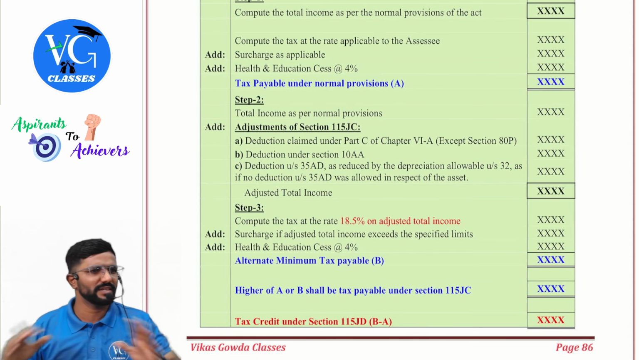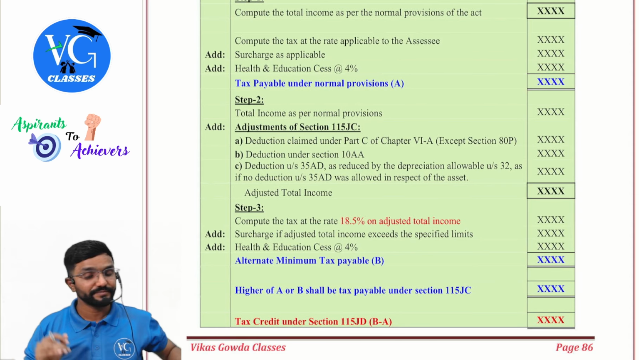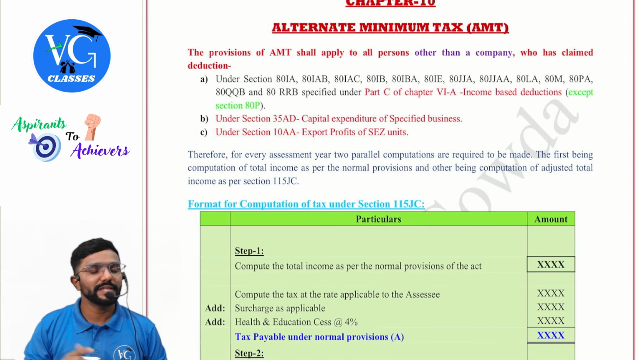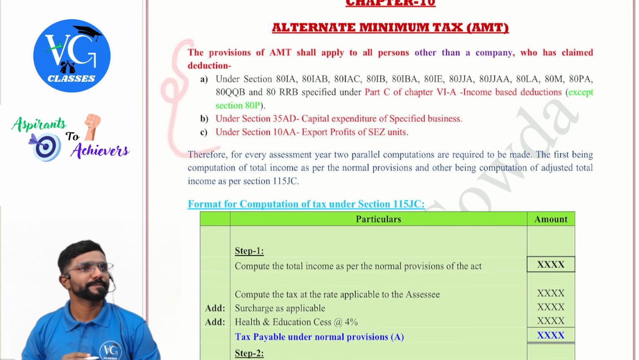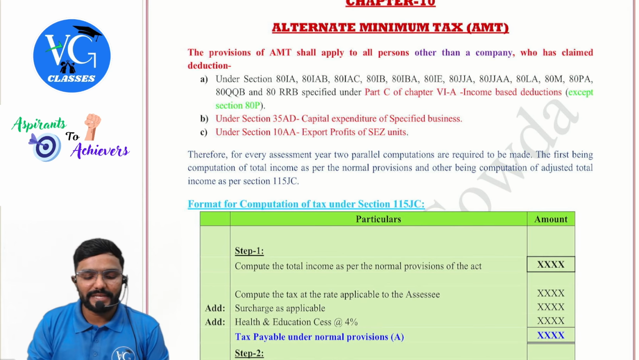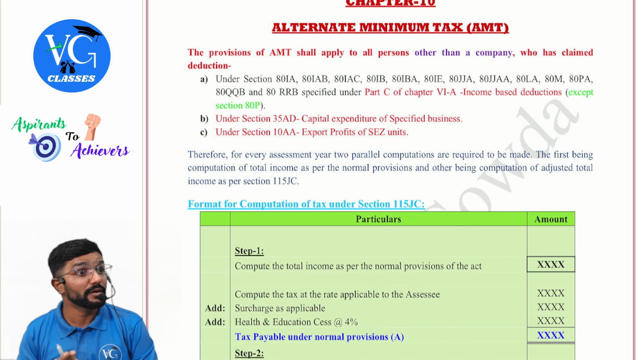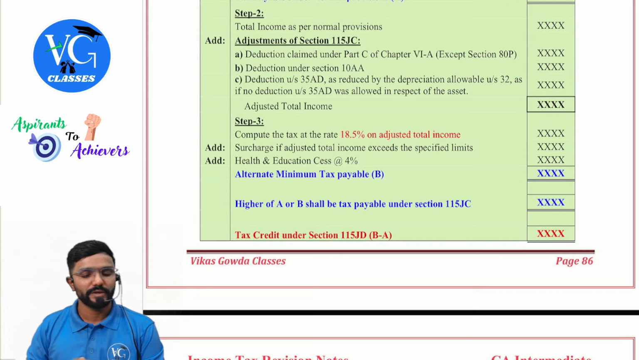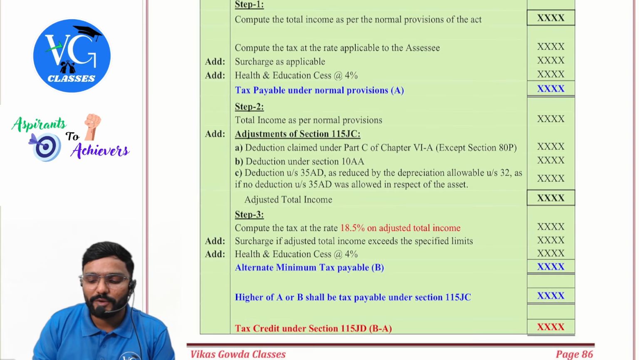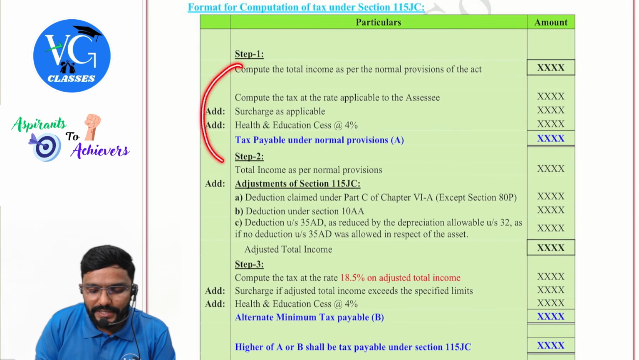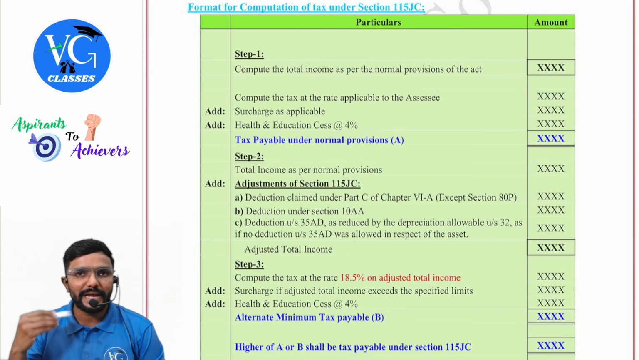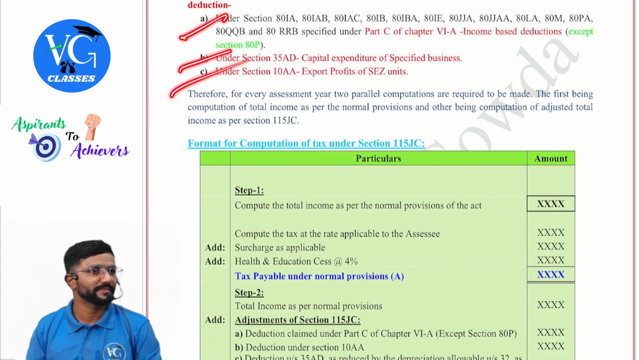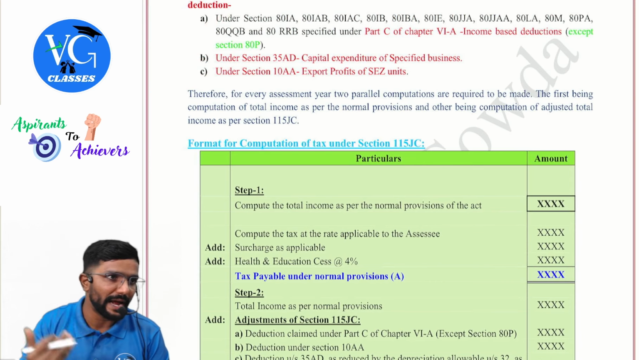Anything special in this? No, sir. Normal, whatever we already learned. Now, if AMT is applicable, I will go with step 2. When is AMT applicable? We have already learned. If an assessee other than a company has claimed any of these deductions, not all, any of these, then apply step 2. Take the total income as per normal provision only as a base, guys. Take this only as a base. And whatever deduction the assessee would have claimed, now add it back.